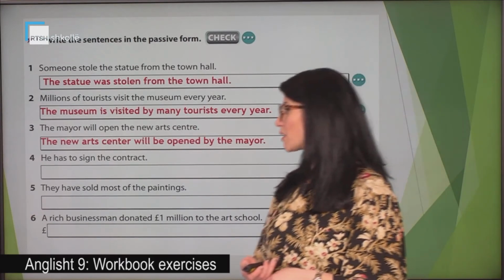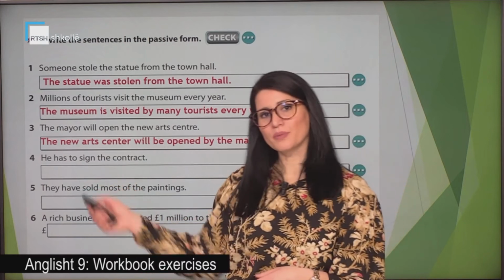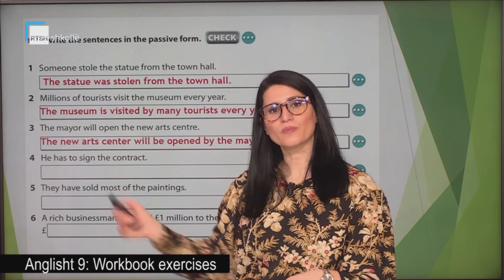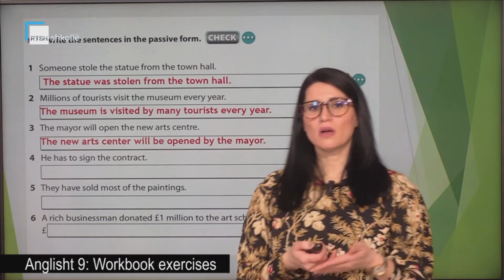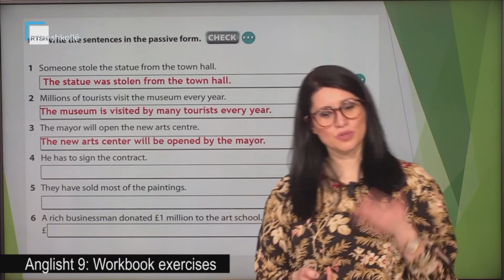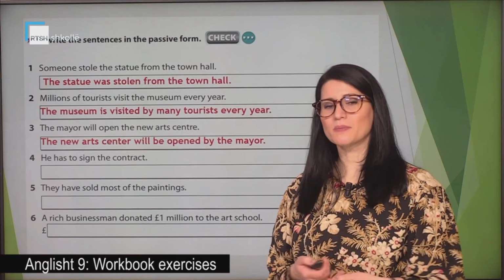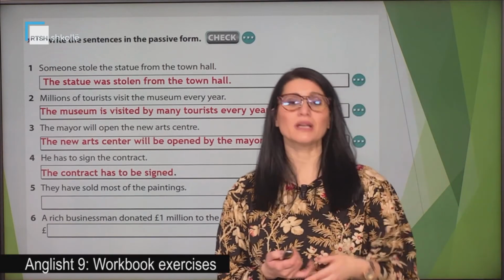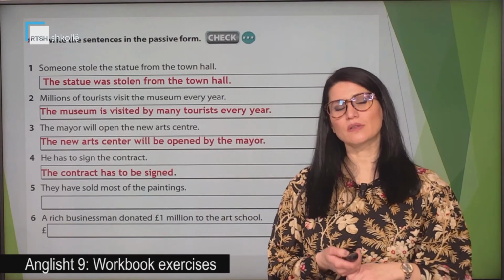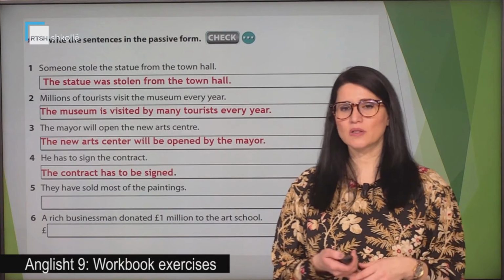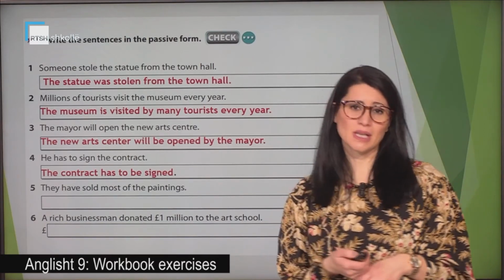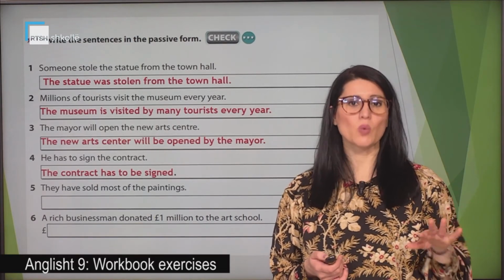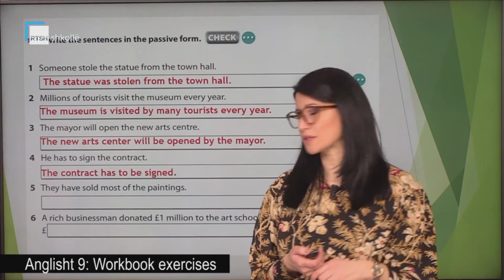He has to sign a contract. What is the main verb here? It is sign, right? And we have got a modal, has to. Do you remember how we form modals in the passive? We use modal, be, and the past participle of the main verb. And the sentence would be, the contract has to be signed. We have omitted the subject because it is not important. When the subject is they, someone, or people, or even he, we can omit it in the passive sentence.